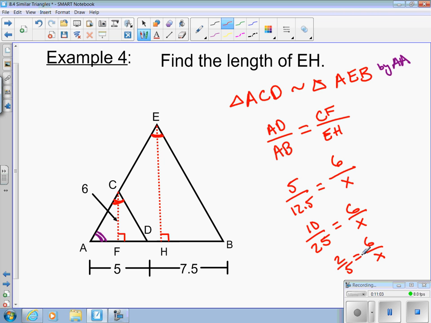Now when we cross multiply and divide, I can do that in my head. 30 divided by 2 is 15. So segment EH equals 15.